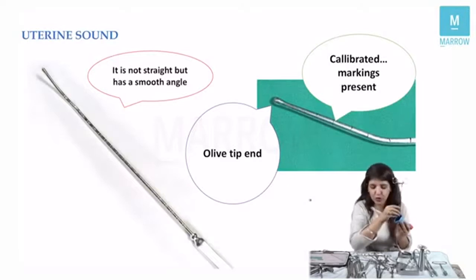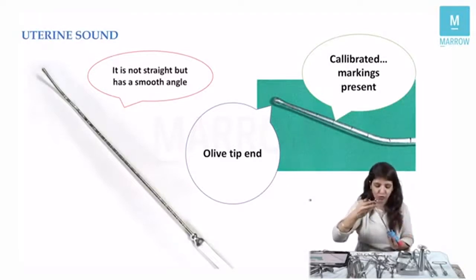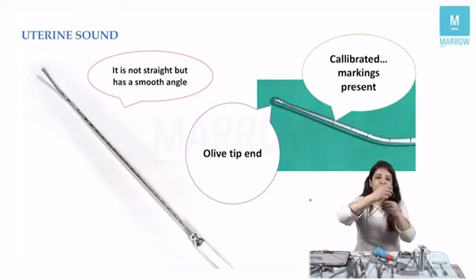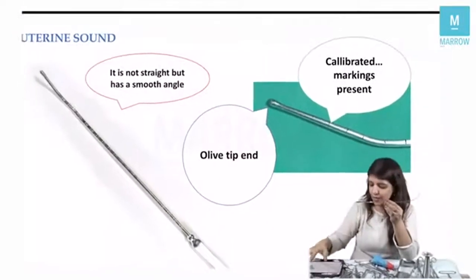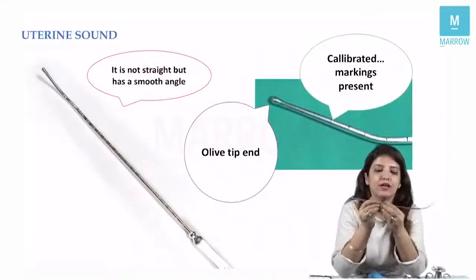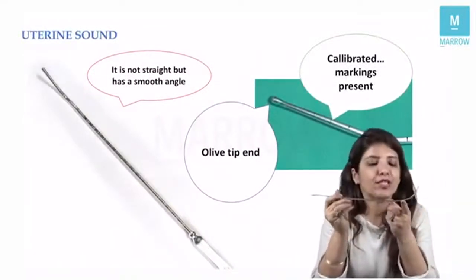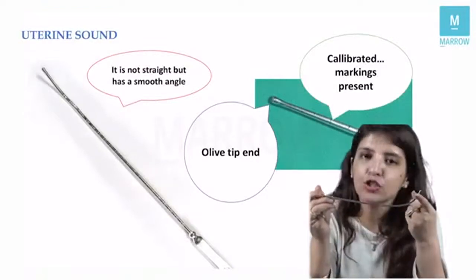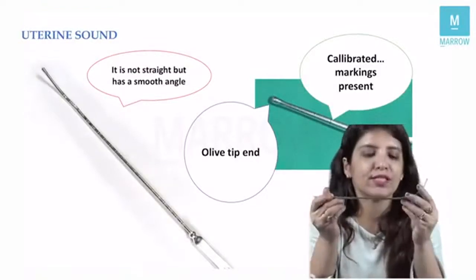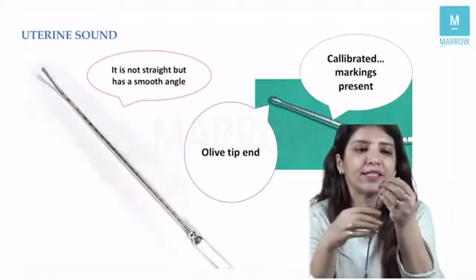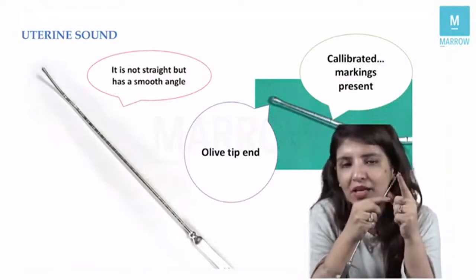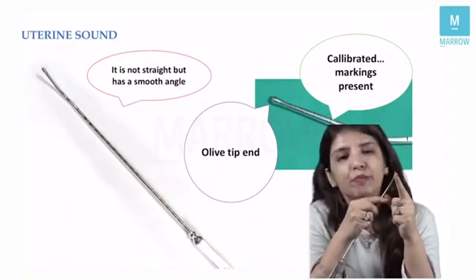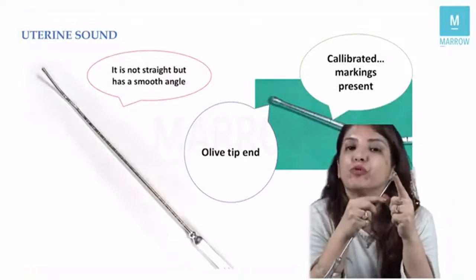And for that purpose, we use a uterine sound. So this over here is a uterine sound. If you look at a uterine sound, you will see that it is a metal tube which is angulated. The angle is pronounced, but it is very smooth, right? It has a round tip with a special name, called the olive tip. The purpose of this olive tip is that it prevents perforation.